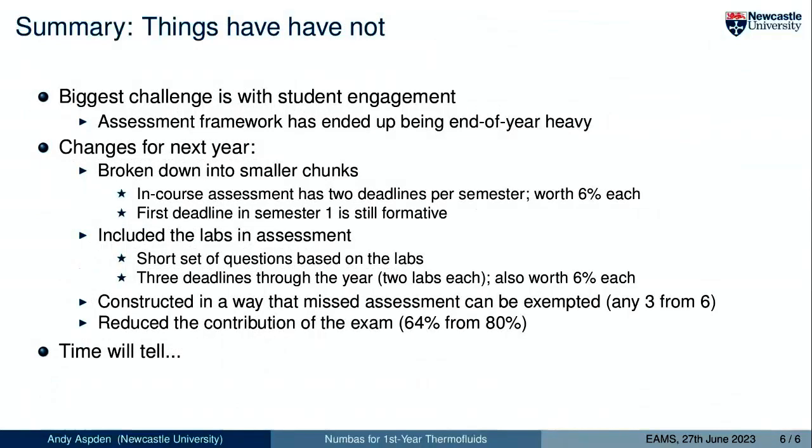The main thing we've struggled with is engagement. So the way we set up the assessment, everything that counted was at the end of the year. And so there was a tendency for students to focus their attention elsewhere and come back to this module at the end. For next year, we've broken this down into smaller chunks. We'll have more deadlines, breaking up each piece. There's still a formative assessment so they can get used to the system. And hopefully by having more deadlines throughout the year, we'll encourage better engagement.